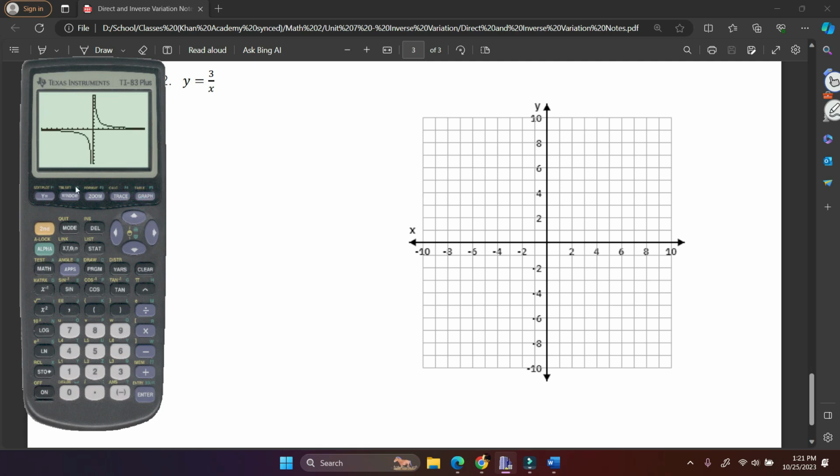Now, if your calculator is in a standard zoom window, what you'll see is this kind of strange graph consisting of what looks like two different curves. Now, these in fact are not two different curves. These are one whole equation, one whole function that has in between them, in this case, on the y-axis, what is called an asymptote.